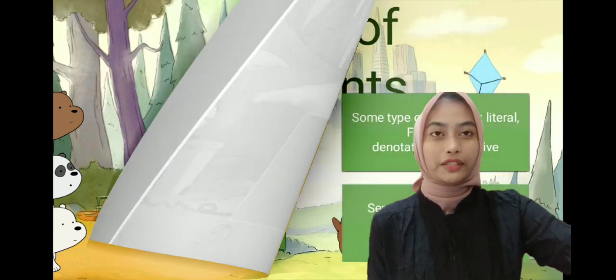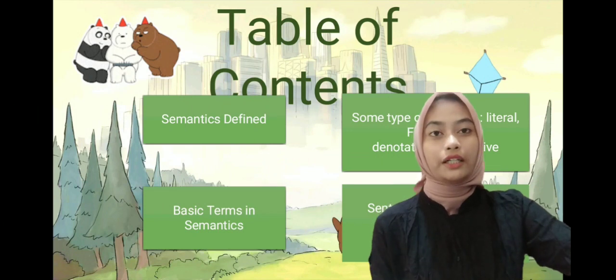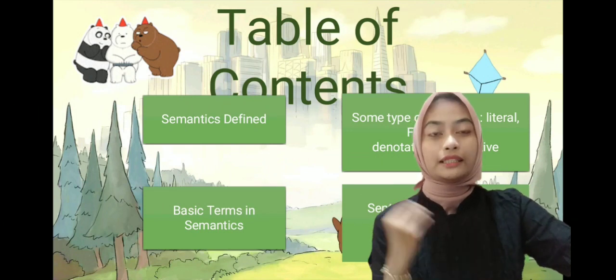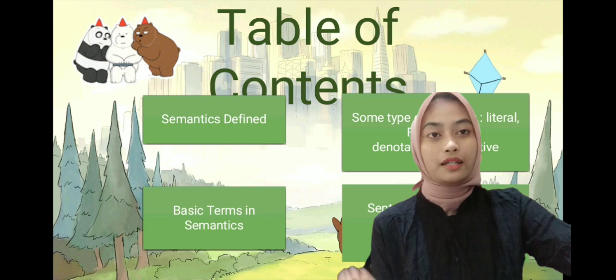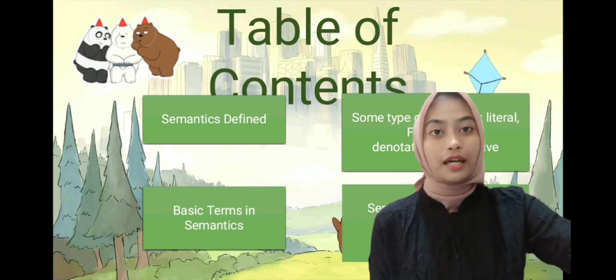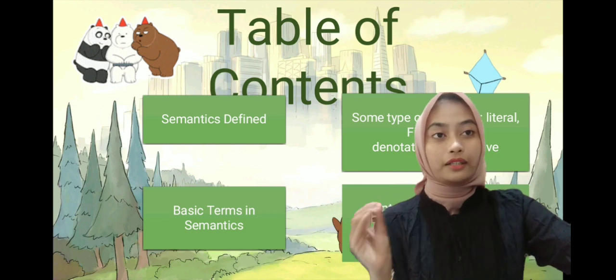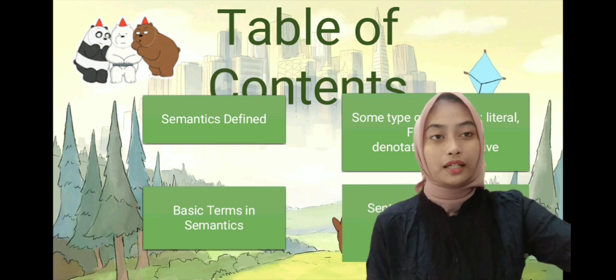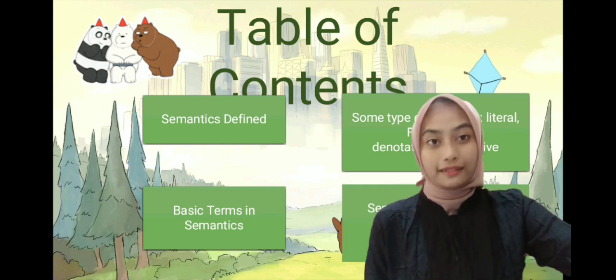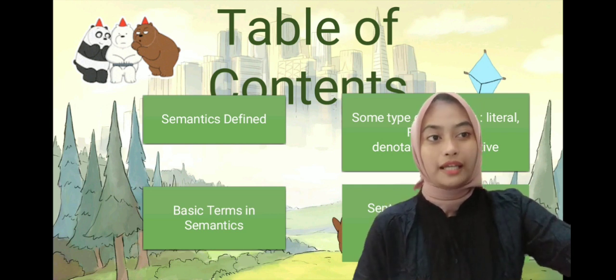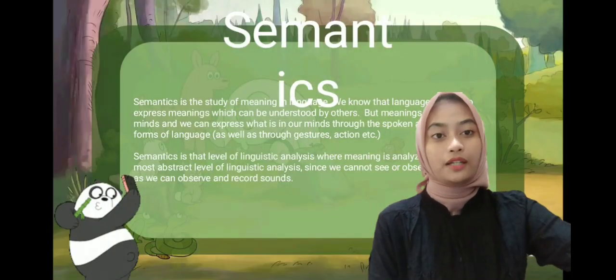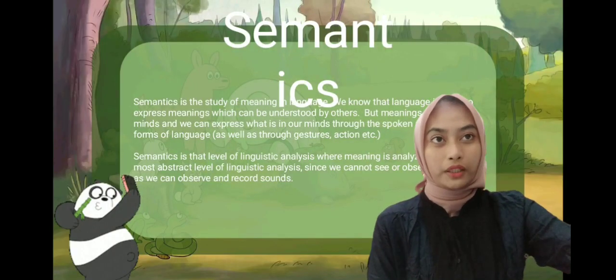So let's get started. Table of contents. Here I would like to define semantics, and then basic terms in semantics, and the third is some types of meaning: literal, figurative, denotative, connotative, and the last is sentence or word meaning and speaker meaning. So we move to chapter 1, semantics.